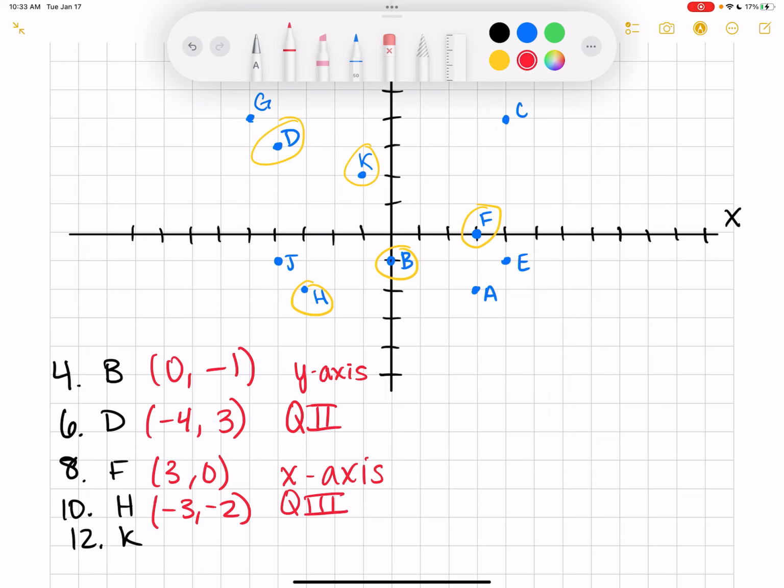And then lastly, K. -1, 2. So it went left 1, up 2. And where does that fall? Quadrant 2. Yep, quadrant 2. Any questions about those ones so far? So if you did it like this, when you go back to do your homework, if you want to just do the odd ones over here and then take a picture of that part, that's fine.